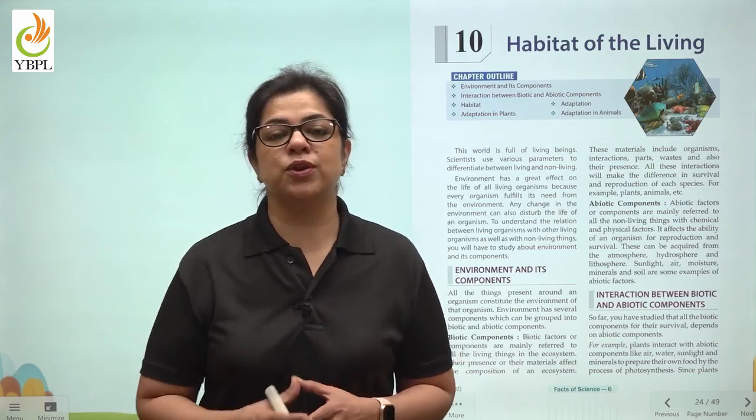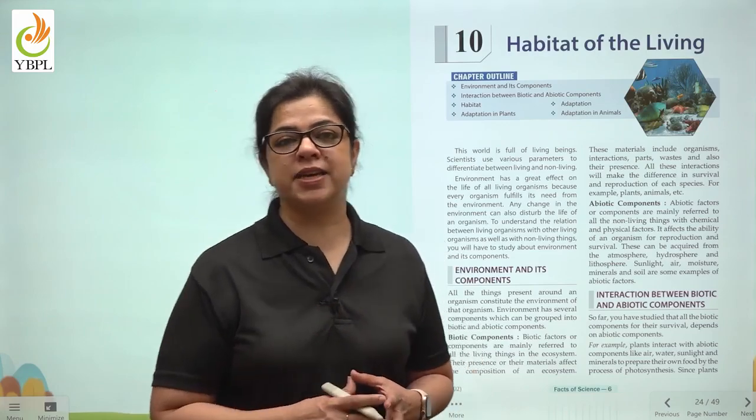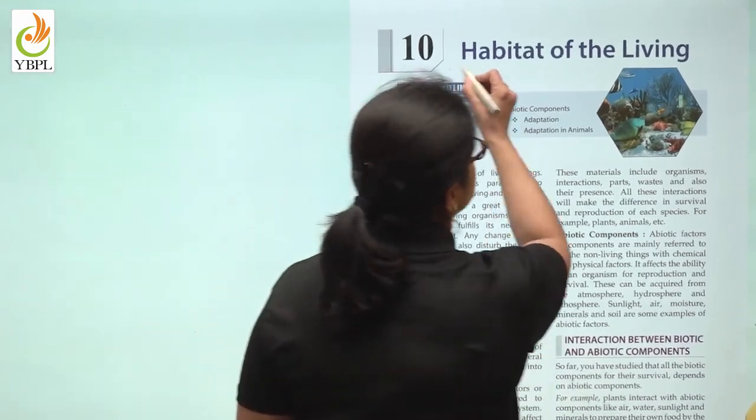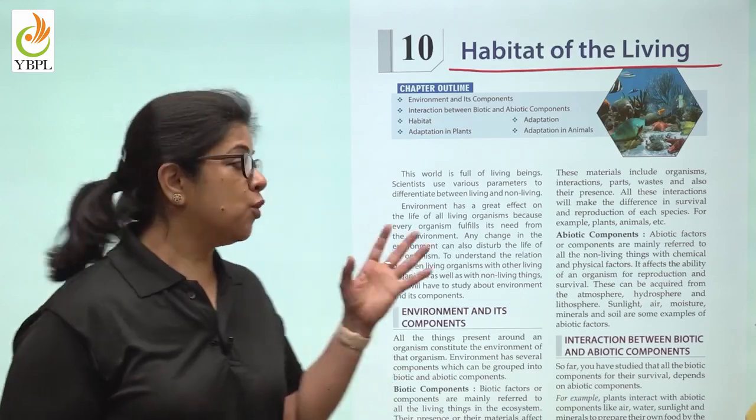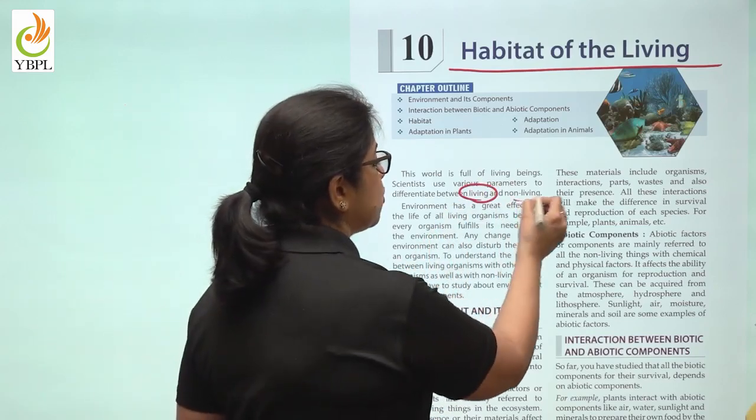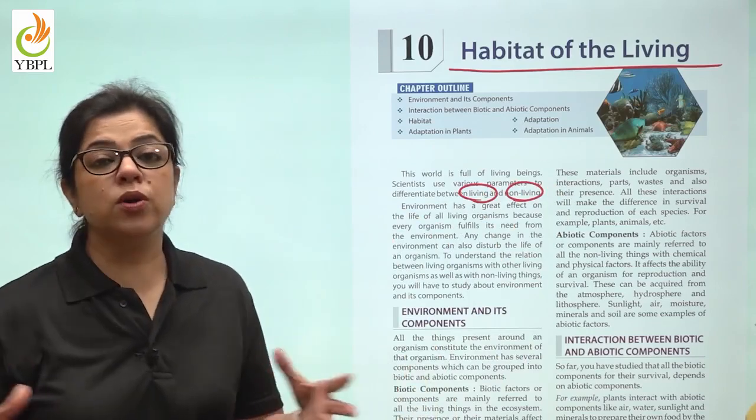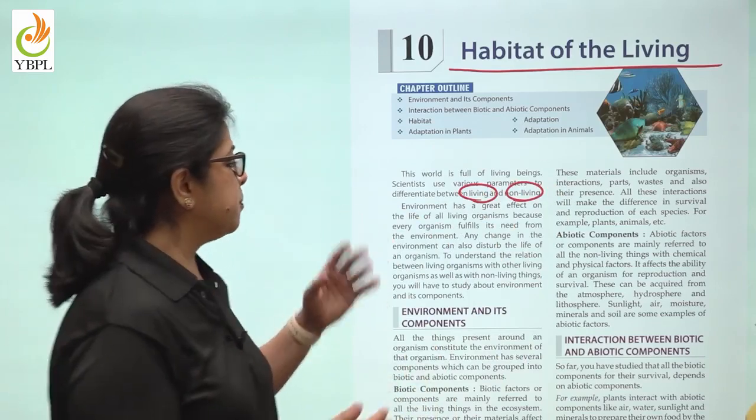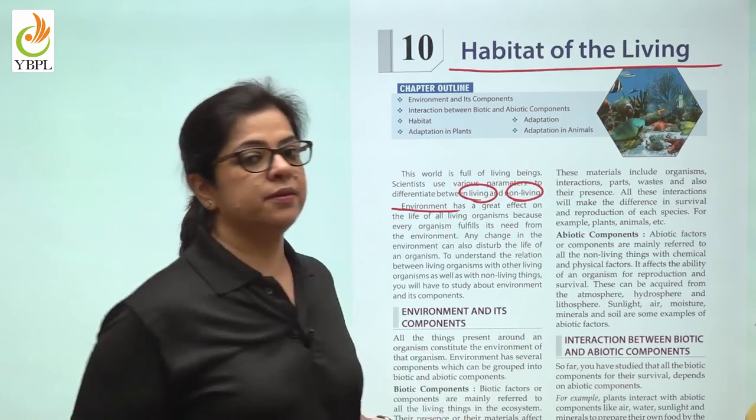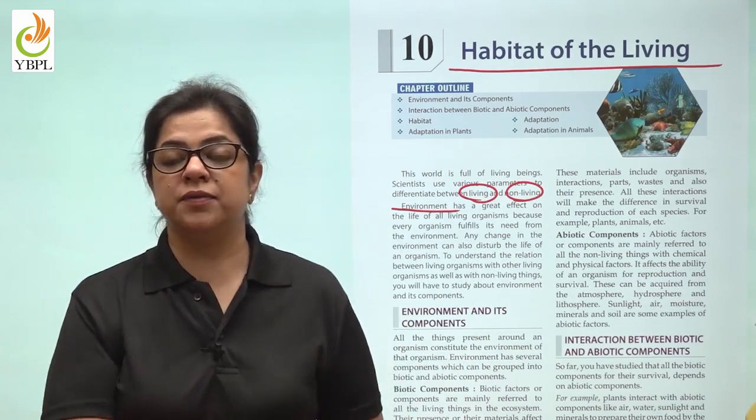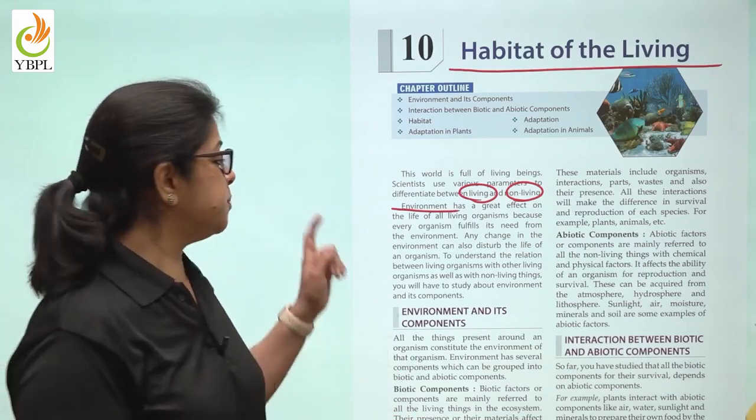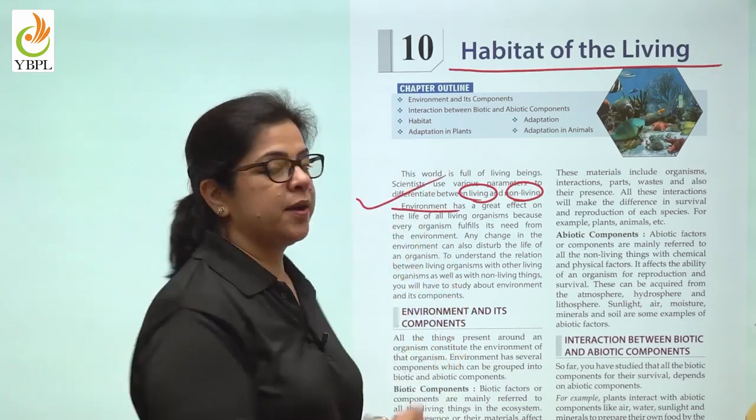And this is what we are going to discuss today in chapter number 10 of your book, Habitat of the Living. So we know that the world is full of living and non-living things. And all these things put together make up our environment. And whatever item is required by the living things is provided by this environment.